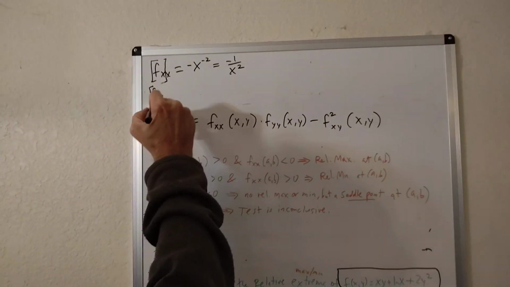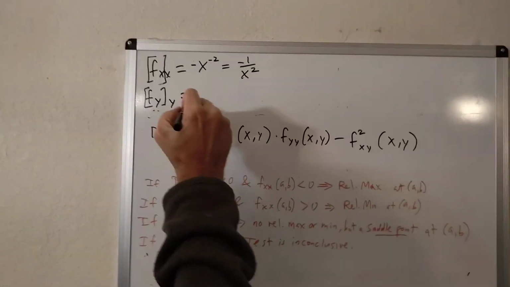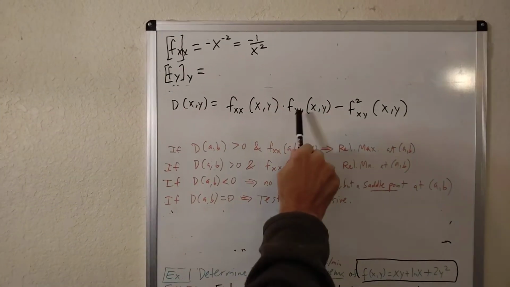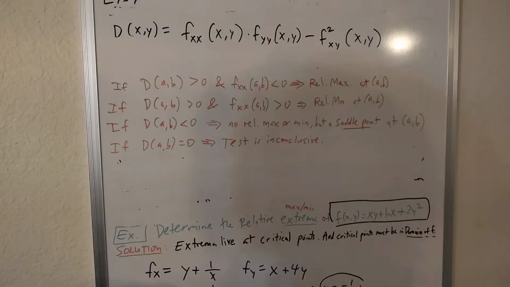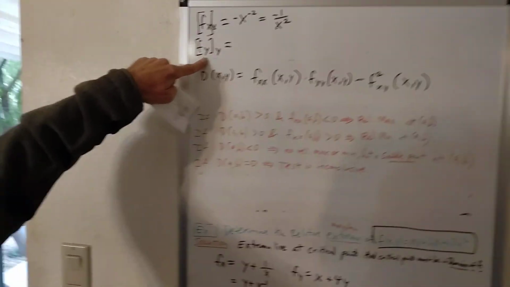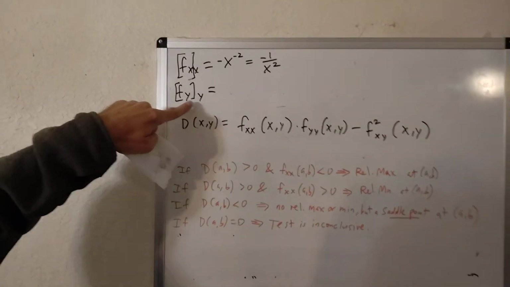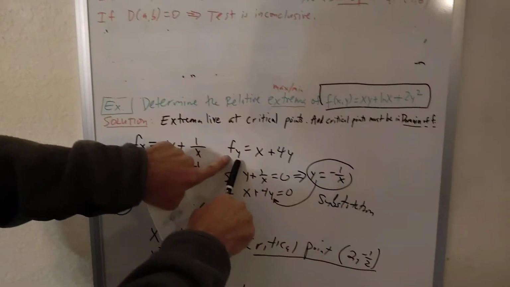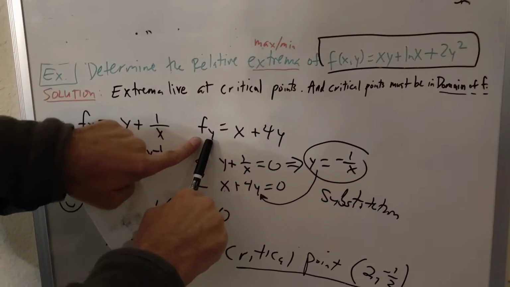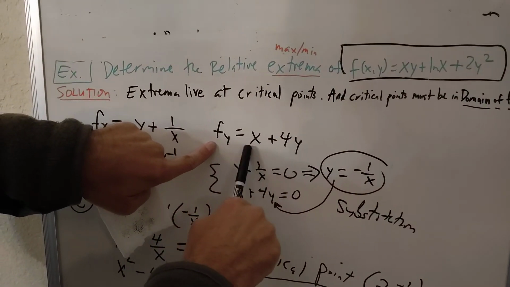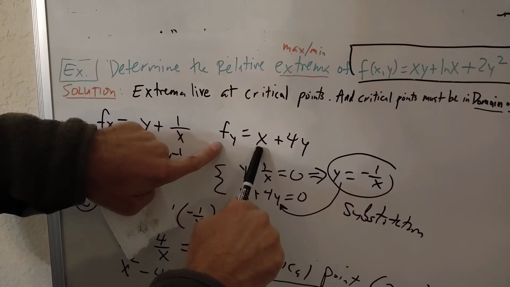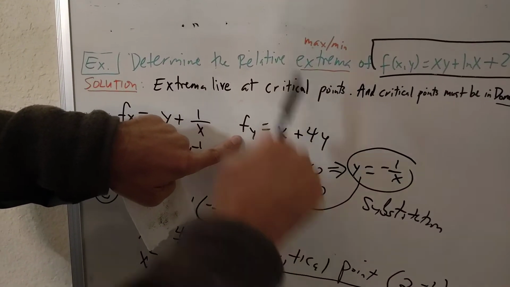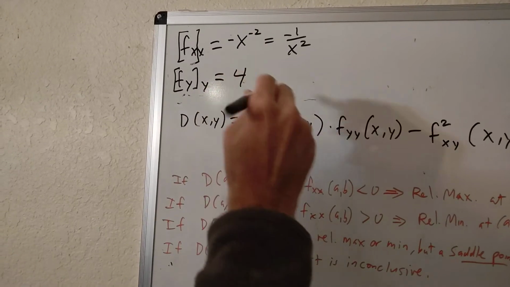f sub y, y, the derivative with respect to y. How do I know I need these second order partial derivatives? Because they're in the second derivative test. So we go to our first order with respect to y and then differentiate with respect to y. So here's the first order with respect to y. When I differentiate with respect to y, this is just going to be 0 because this is a constant. There is no y's. Here the derivative for y with respect to y is just 4. Just 4. So this is interesting.